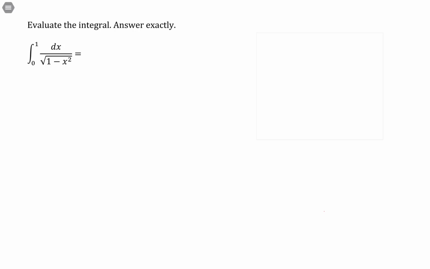Evaluate the integral. Answer exactly. So we have the definite integral from 0 to 1 of dx over the square root of 1 minus x squared. And this is a very specific kind of integral.